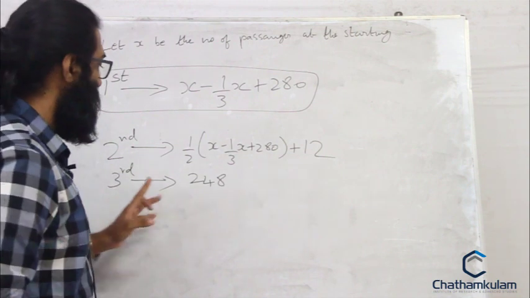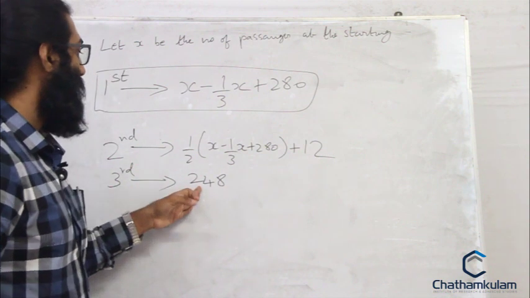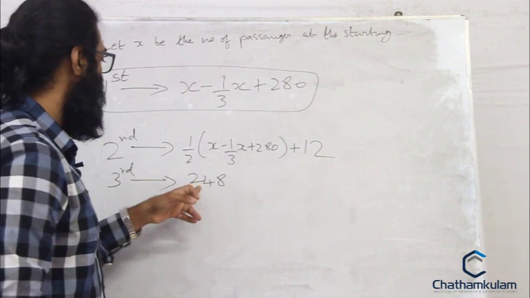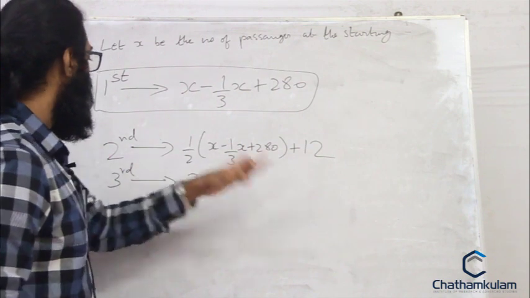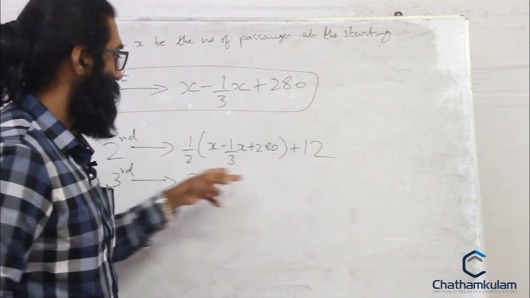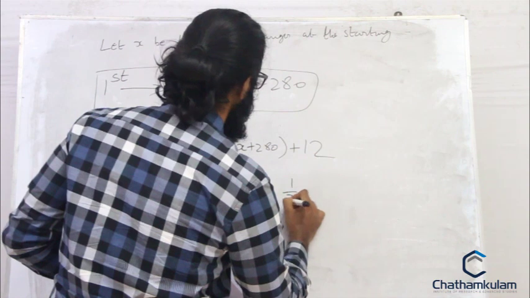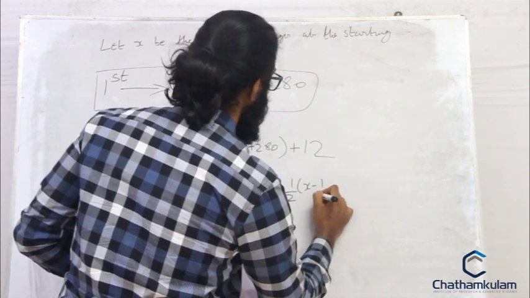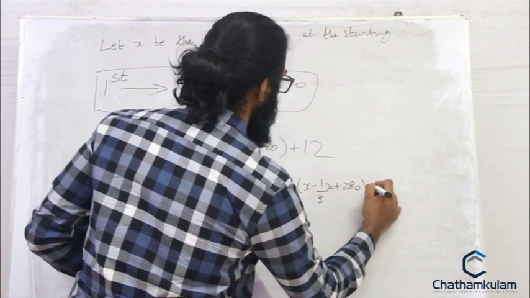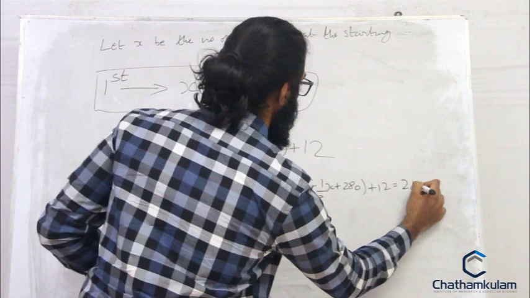In the third station, it was given in the question that the number of people is 248. So we can equate this equation and this equation. As the train has left the second station, the number of people were equal to this much. So we can equate these two. We get half of x minus 1 by 3x plus 280 plus 12 is equal to 248.